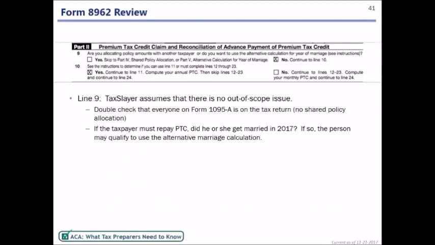Moving down the form again, this is the part with shared policy allocations, which, as I said before, we can't really talk about because we can't do them in TaxSlayer. So just be on the lookout. If someone has a 1095-A that has some spare people and you don't know who these people are, they're not on the tax return, then you've got a shared policy allocation and you're not going to be able to do that tax return. That's going to be out of scope.